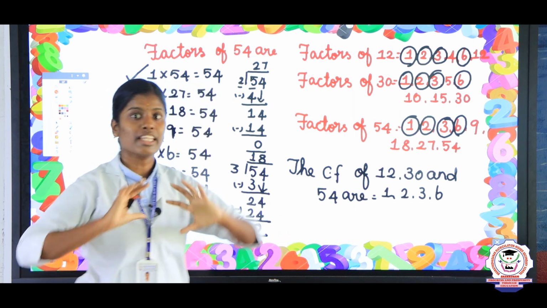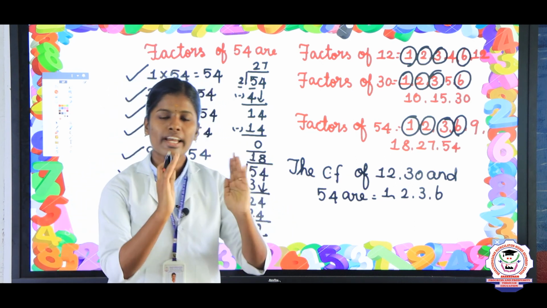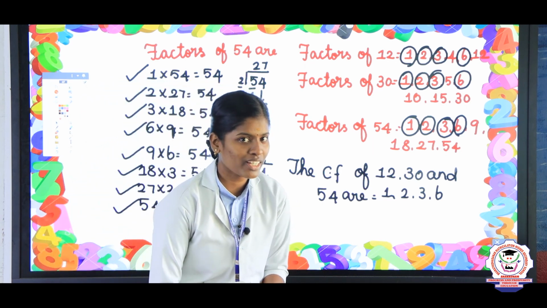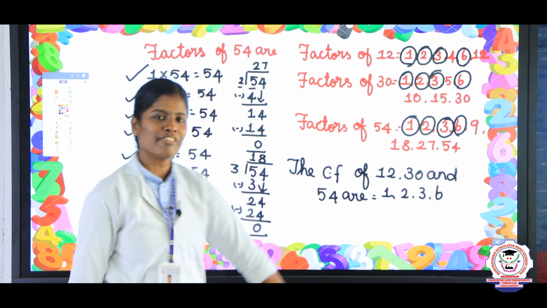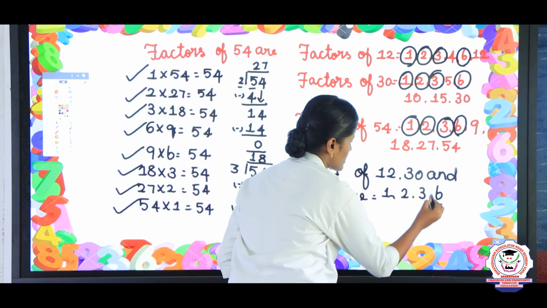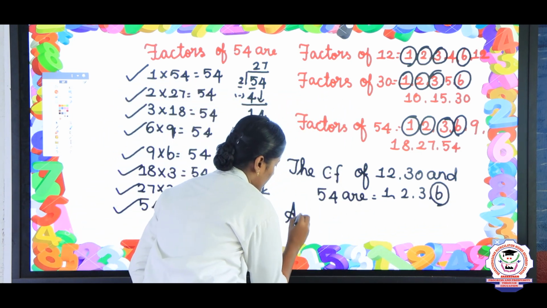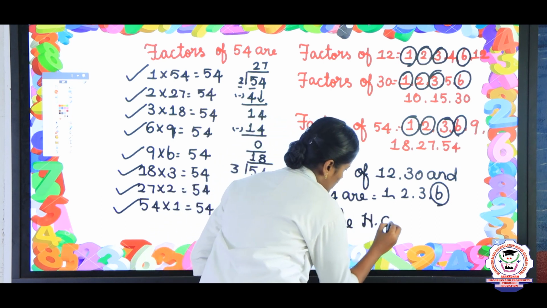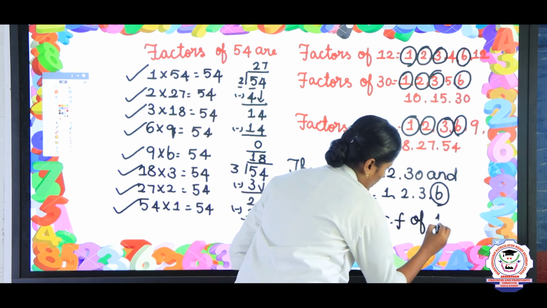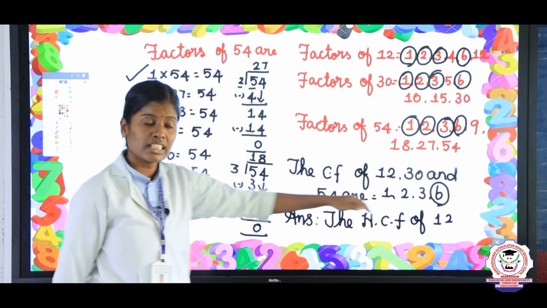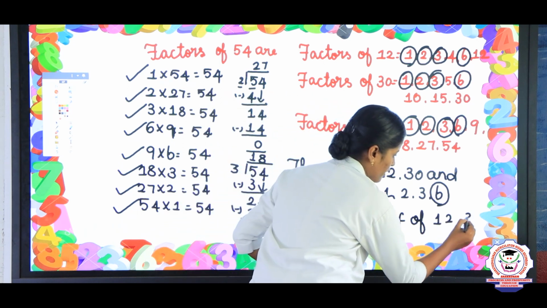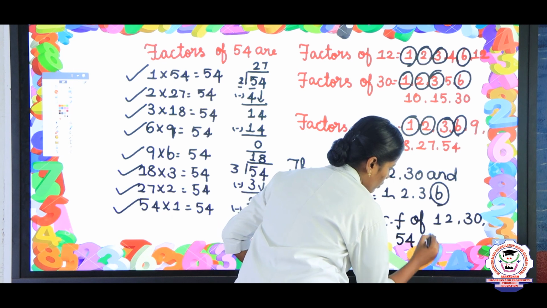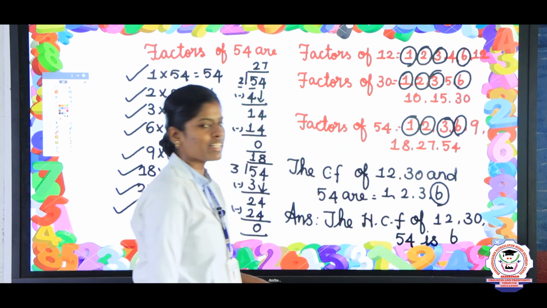Now we are going to find the highest common factor. So highest common factor means that is HCF. So what is the HCF value here? Very good. Our HCF value is 6. Highest number is 6. So the final answer, the HCF of 12, and what is the next number? 30. Then 54 is 6. The final answer is 6.